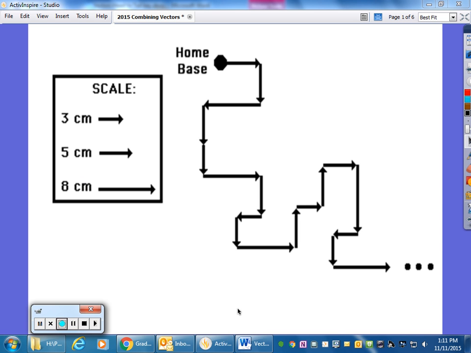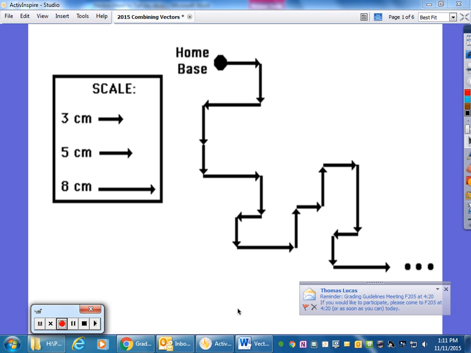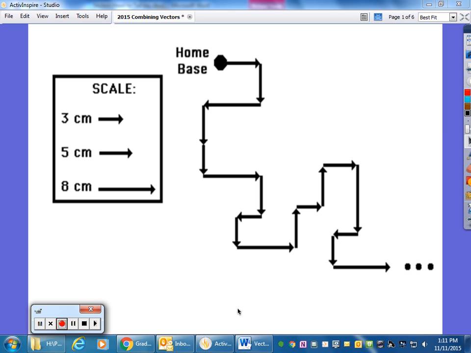Okay, so what is being passed out to you right now is today's assignment. It is more practice on combining vectors head to tail. We will not be adding any more content to this next unit. The content has already been covered, so we will simply be practicing combining vectors head to tail and combining vectors by method of component, and then solving for components when given a resultant vector. The three things that we've already done.